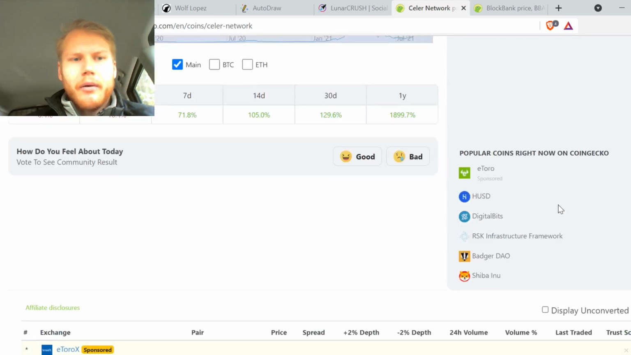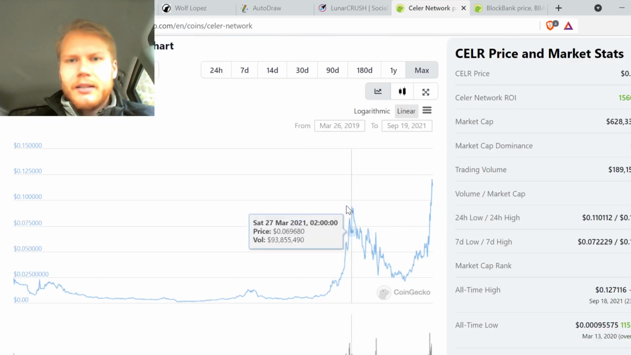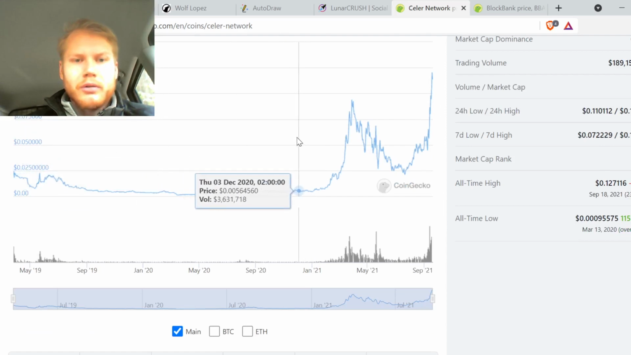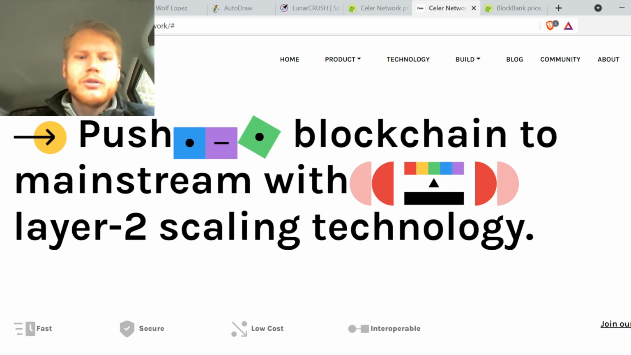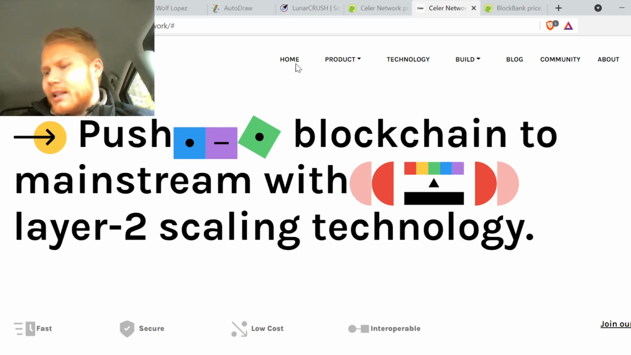So you can buy it on Binance. And this is not a new coin, so I love it. This is an older project, though they are doing a good job here. This is a layer 2 scaling solution. And what that basically means, let me show you guys.